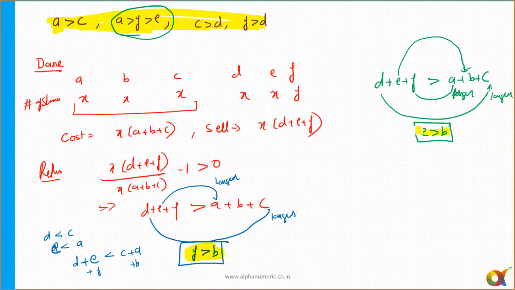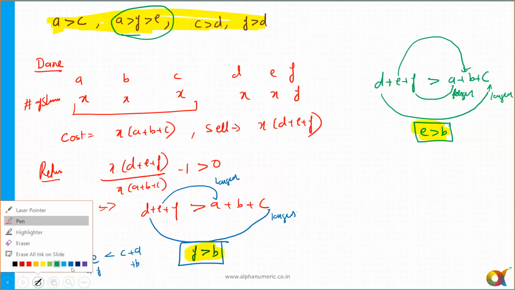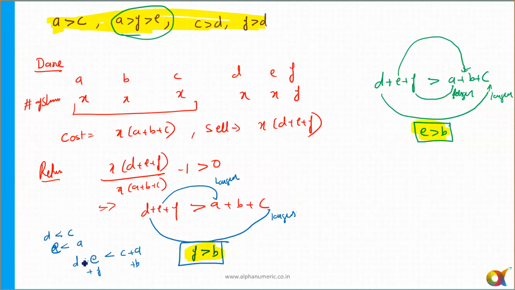So we have got lots of inequalities. Now let me write down all these inequalities together. Combine all these inequalities and the final. Okay. So we know that A is greater than F, F is greater than E, and E is greater than B. That is the first point. Okay. E is greater than B.